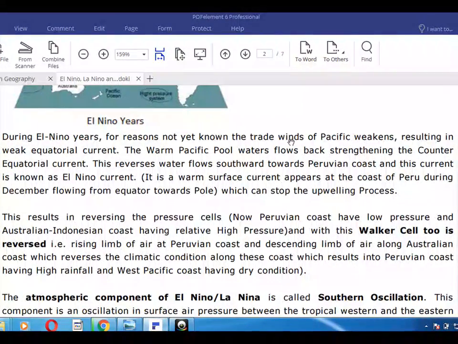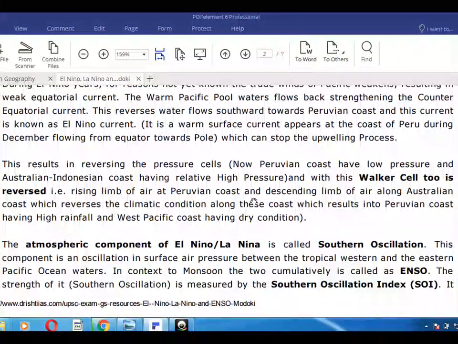During El Niño years, for reasons not yet known, the trade winds of the Pacific weaken, resulting in a weak equatorial current. The warm Pacific pool water flows back, strengthening the counter equatorial current. This reverse water flows eastward towards the American coast, and thus this current is known as the El Niño current. It is a warm surface current that appears at the coast of Peru during December, flowing from the equator towards the pole, which can stop the upwelling process.